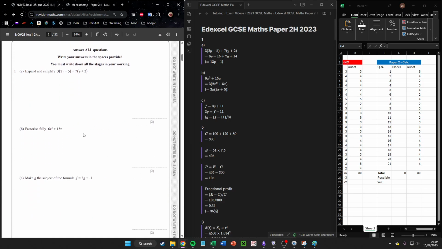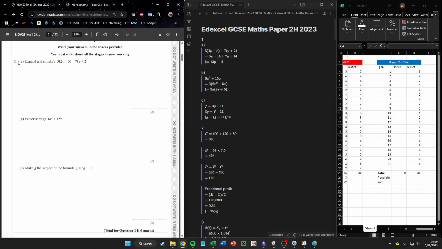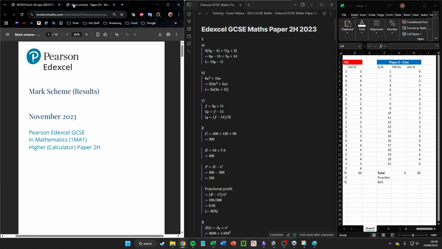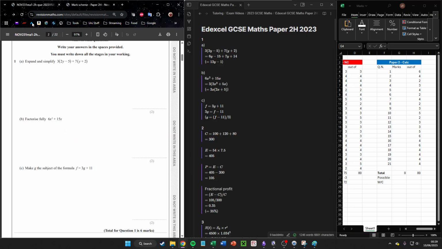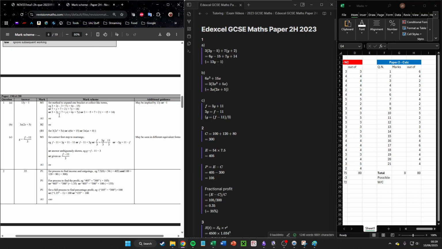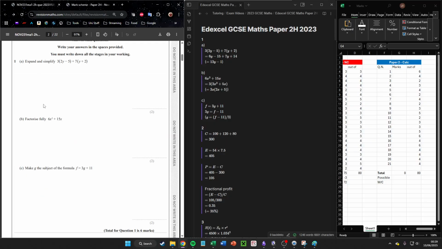So question 1 was to expand, and 1A was to expand and simplify this. I said 13y minus 1, and the answer is 13y minus 1. Excellent. And was it 1 mark? It was 2 marks, and it was just for a method to expand, and then the correct answer.